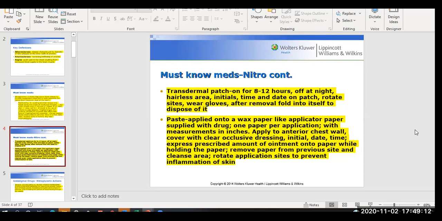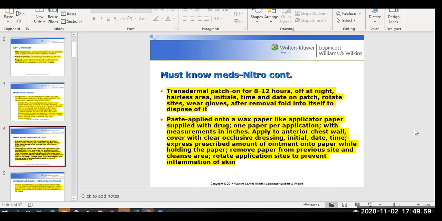Nitro paste or ointment. This one we need to talk about. It's put on a wax paper-like applicator, and it comes with the tube of nitro paste. It's measured in increments of inches, like quarter inch, half inch, three quarters of an inch. And the prescription will be nitro paste, apply half an inch to anterior chest wall daily. So you squeeze it out of the tube onto that wax paper applicator to give them the dose that's ordered. You use one of those papers per application, you put it on their anterior chest wall, and you cover it with a clear occlusive dressing, also known as a Tegaderm.